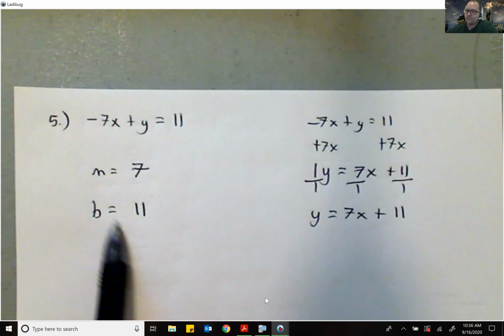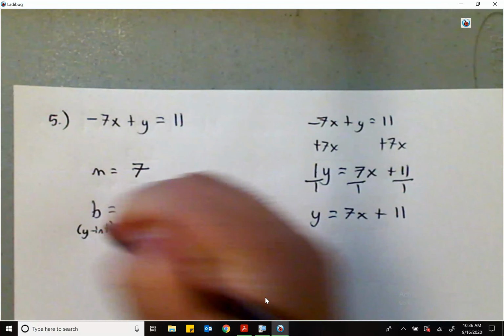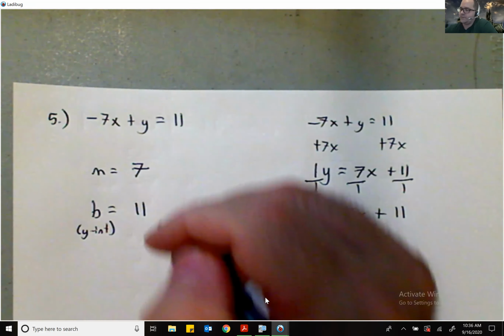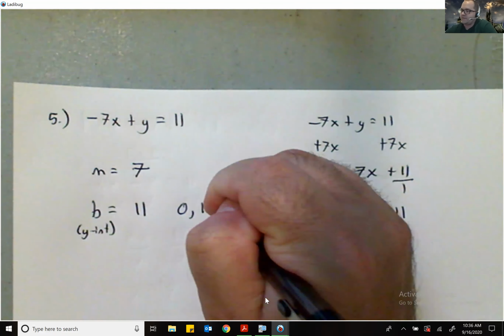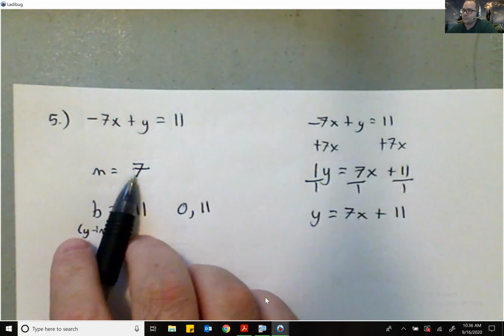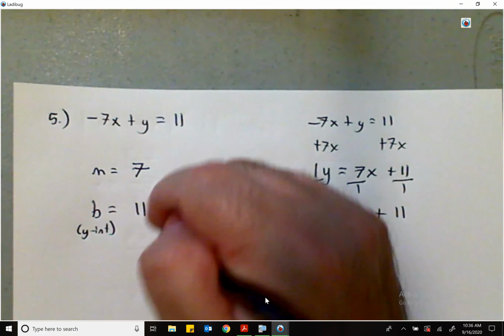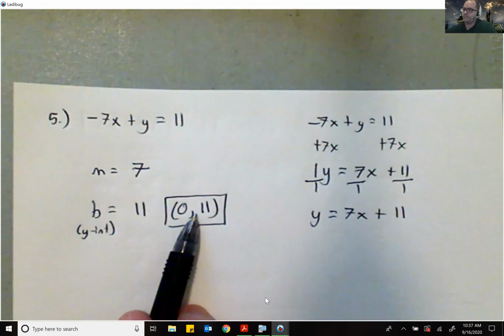Remember that B represents the y-intercept. 7, 11. Say it again. Wouldn't it be 7, 11? No. Y-intercept 0, 11. Remember, y-intercept has 0 for x. The 7 is a slope. It's directions. It's not an actual point that you plot. I got it now. That is what they want in the blank.